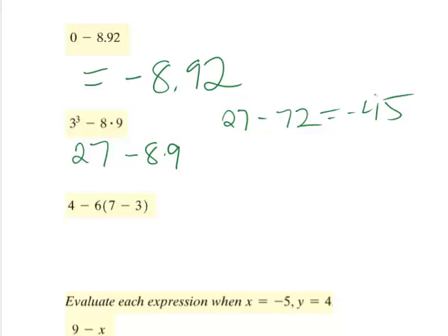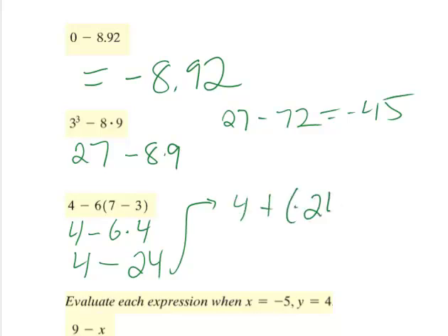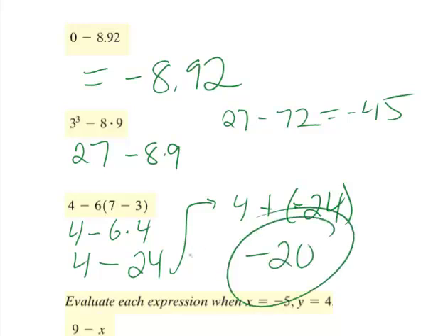Okay, for the next one here, I'm going to do what's on the inside of my parentheses first. So I have 4 minus 6 times 7 minus 3, which is 4. I need to do my multiplication. 4 minus 6 times 4 is 24. And so 4 minus 24 becomes a 4 plus a negative 24, which is a negative 20.